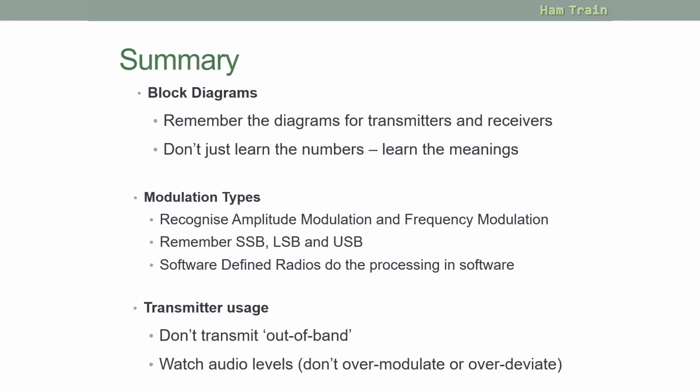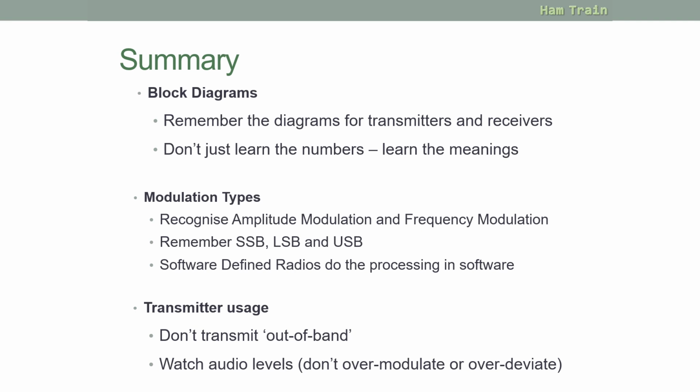That's about it for this module. A quick summary. You'll need to remember those block diagrams for transmitters and receivers, and of course software-defined radios. Don't just learn the numbers, learn the meanings of those boxes. Then we have the modulation types. We have AM, amplitude modulation, and frequency modulation. It's quite common, they'll show you the 2 diagrams and ask you which is which. Then there's the basics of single sideband, lower sideband below 10 MHz, and upper sideband above 10 MHz.